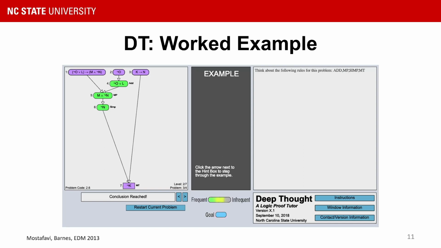This image shows the user interface of DeepThought when a worked example is shown. The user can click through the example and the different nodes needed to solve the problem appear on the graph, as shown on the left side of the image. On the right, the interface shows explanations related to what rule is being applied at each step, until the problem is solved.